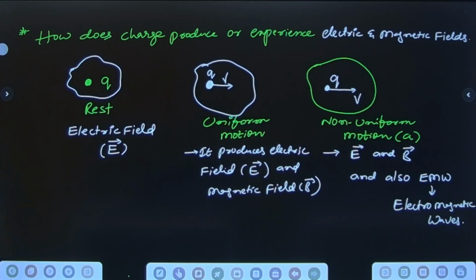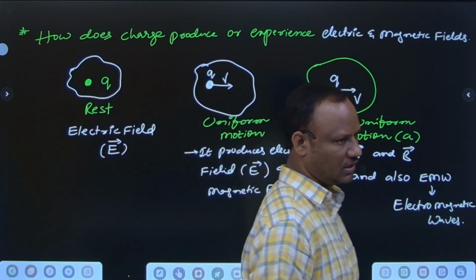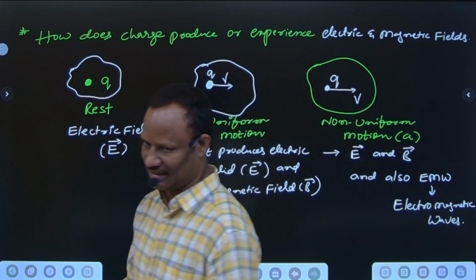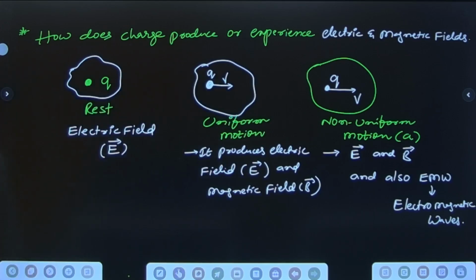At rest, it only produces electric field and no magnetic field. If the charge is in uniform motion, it produces electric field E and magnetic field B. If the charge is in non-uniform motion, it produces electric field E, magnetic field B, and also electromagnetic wave. Electromagnetic wave producing means what? It radiates.